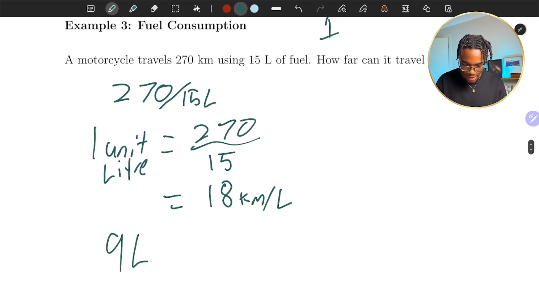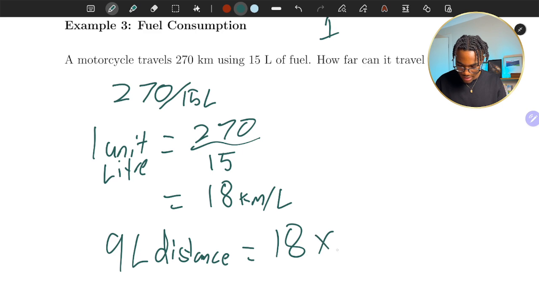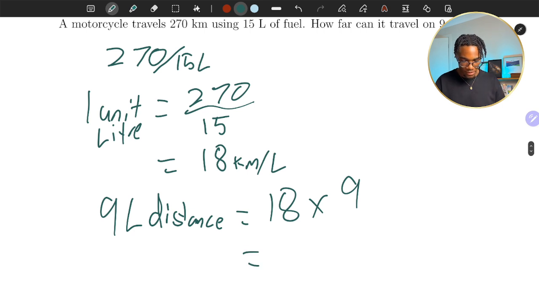And then for 9 liters, distance equals 18 times 9, right? For 9 liters, we get 162 kilometers.